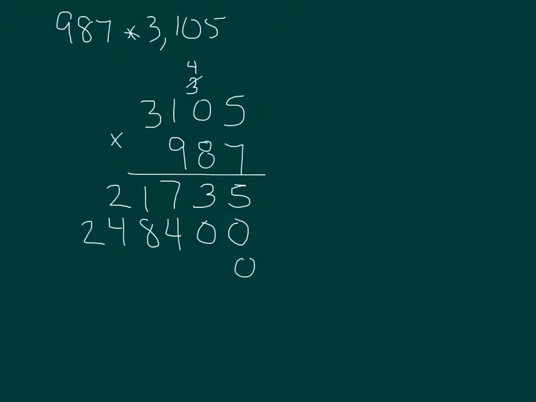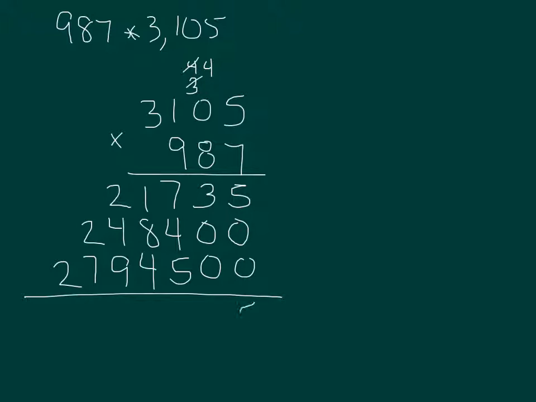Now I'm going to go to my hundreds place. 9 times 5 is 45. 9 times 0 is 0, plus 4 is 4. 9 times 1 is 9. And 9 times 3 is 27.